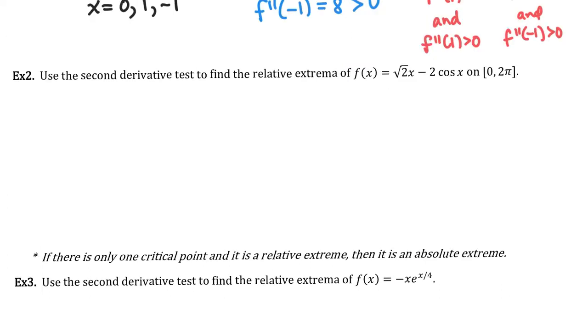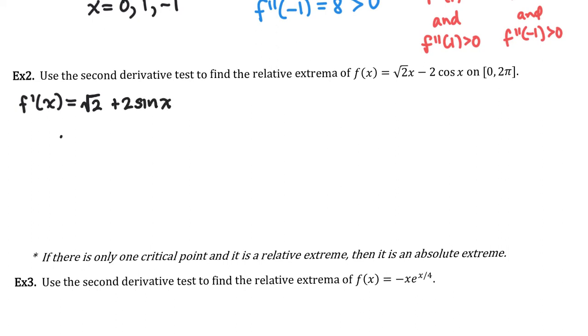Okay, let's try another example. It says use the second derivative test to find the relative extrema of f of x equals the square root of 2 times x minus 2 cosine x on the closed interval 0 to 2 pi. So first thing, I'm going to do the first derivative. Just be careful here. This is root 2 times x. The x is not in the radical. So if it's root 2 times x, the derivative is just root 2. The derivative of -2 cosine x is +2 sine x.